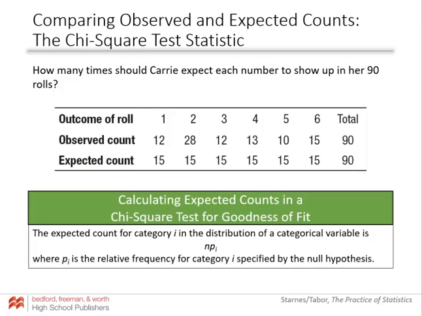The other thing that we could do is we could multiply the number of rolls times the probability of that number happening. That's just a different way of doing the same math. Expected counts do not need to be whole numbers. They can be decimals. So, if she had rolled it 95 times instead, those expected counts can be decimals.